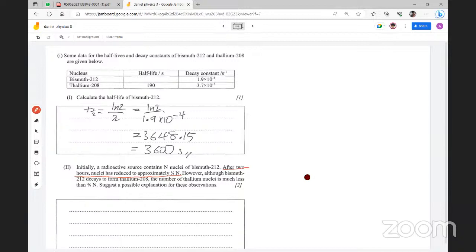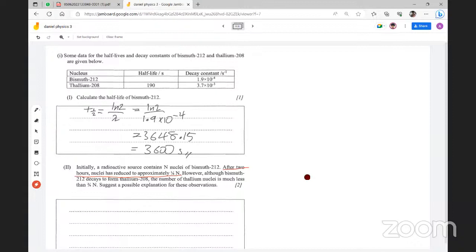Which part? Board page 8, right? So yeah, it's the half. This will be 2 half-lives. It means the half-life is 1 hour. Yeah, kind of 1 hour. So after 2 hours, 1/4 n. Does that make any sense? Yep. Okay, good.